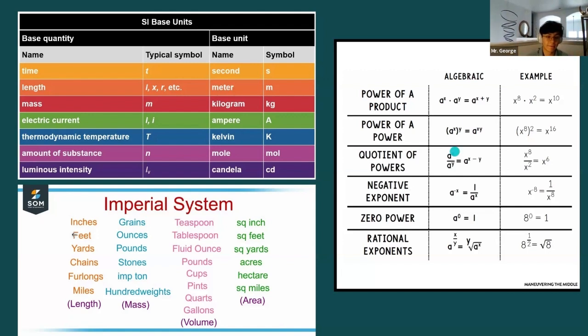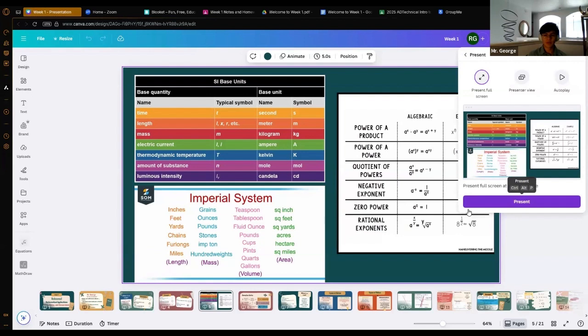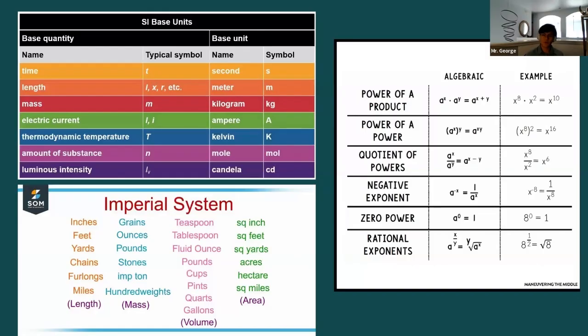Below it, we have the imperial system, which is a different system. We can see here the scales of measurement: inches, feet, yards, chains, furlongs, and miles, which are all just different types of measurement. Up next, we're going to go over the product rules. We have to know these for unit conversions and such.